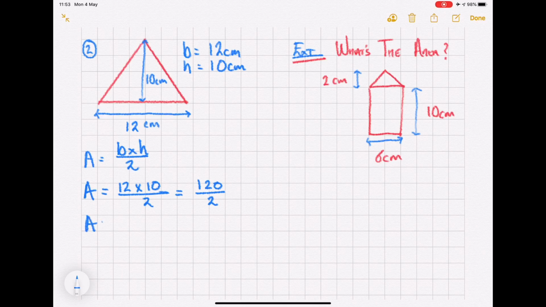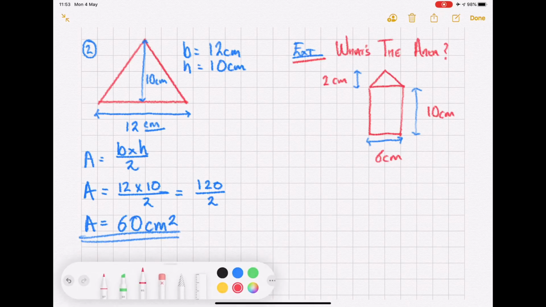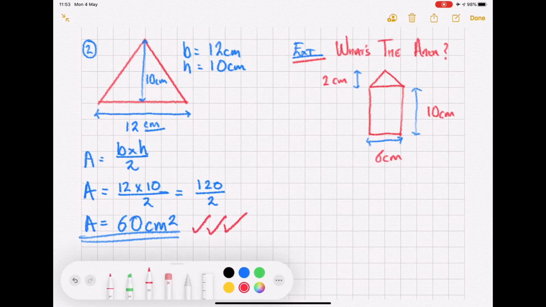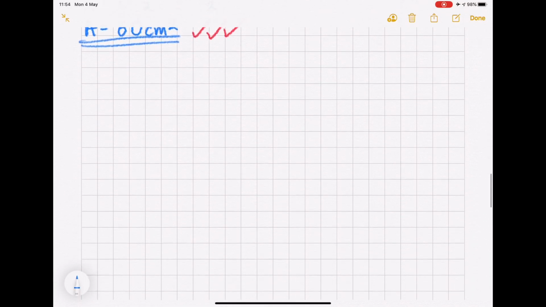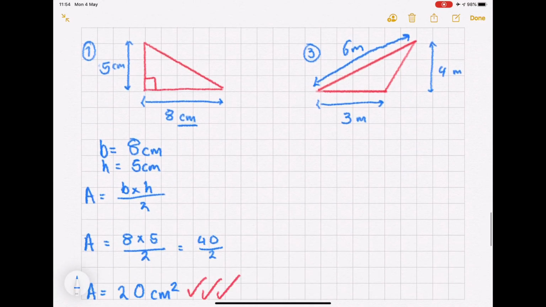Now, what's our next step? Our next step is to do this division. So 120 divided by 2 is 60. So our area is 60 centimetres squared. Squared because it's area, centimetres because we're working in centimetres. And that's our final answer. If you got that, fantastic. Give yourself some ticks. Well done.